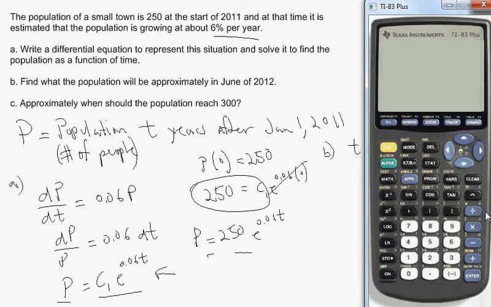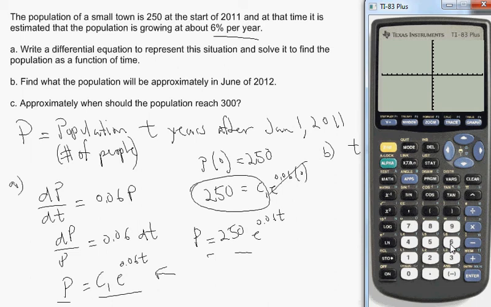So we can go to our calculator, and we can either just type the equation into our calculator, or it's always a good idea to graph it to get a good idea of what it looks like, right? So our equation is 250 times e to the 0.06t, and our calculator is going to use x, but it's just an independent variable. That's okay. So we're only going 1 year, so zoom 6 is going to be fine.